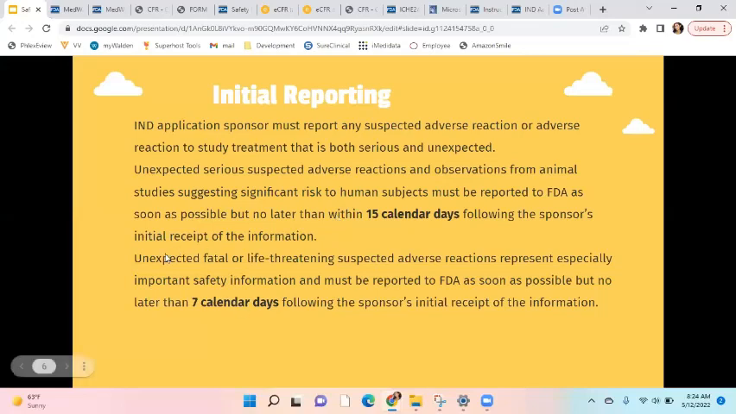So basically, if it is fatal or life-threatening, it's 7 days. If it's not, then it's 15 days. And then you have follow-up reports. Usually you do these follow-up reports until the patient's better, until they're no longer considered sick, or the adverse event is done.